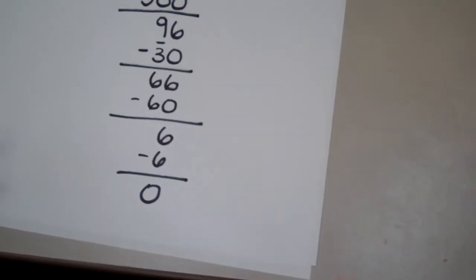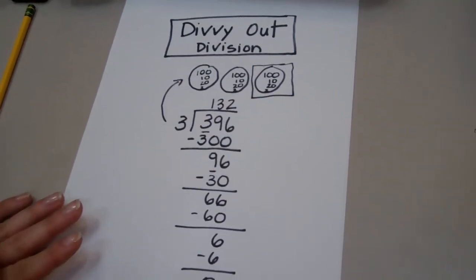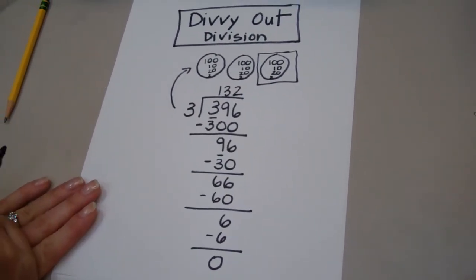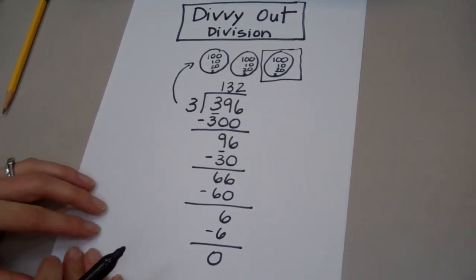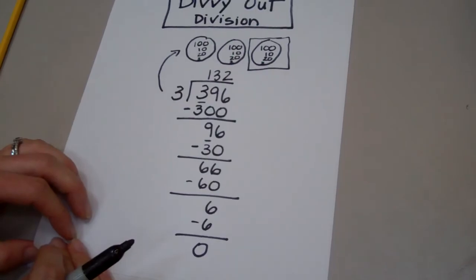So this is the first method that I teach children how to do, which is the Divvy Out division. It gets them a really good conceptual understanding of what they're doing when they're doing division. So next, I will show you another method, which is called partial quotient.